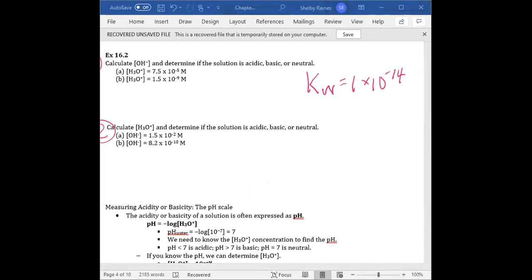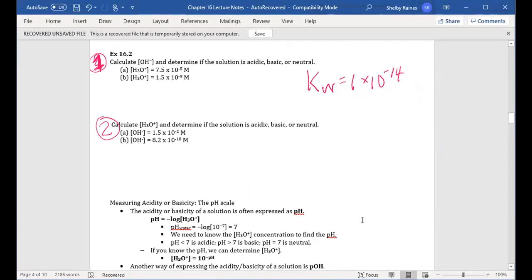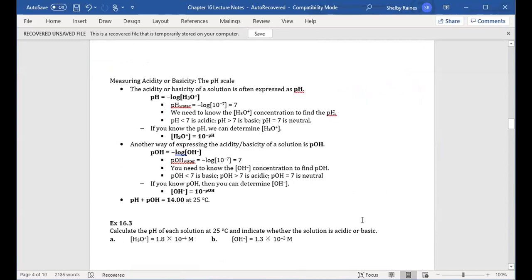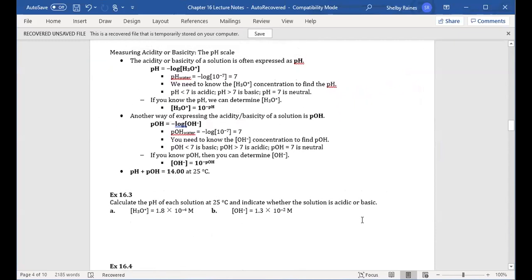Okay, so now let's talk about something else that is common with acids and bases, and that is the pH. So the most convenient way to talk about the measure of acidity is through the pH scale.